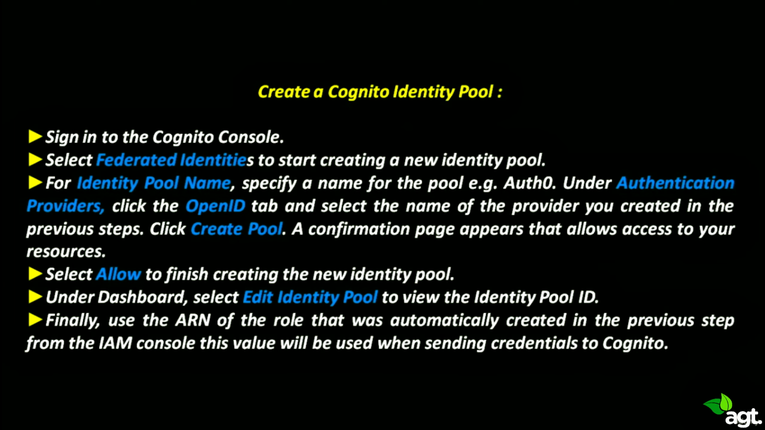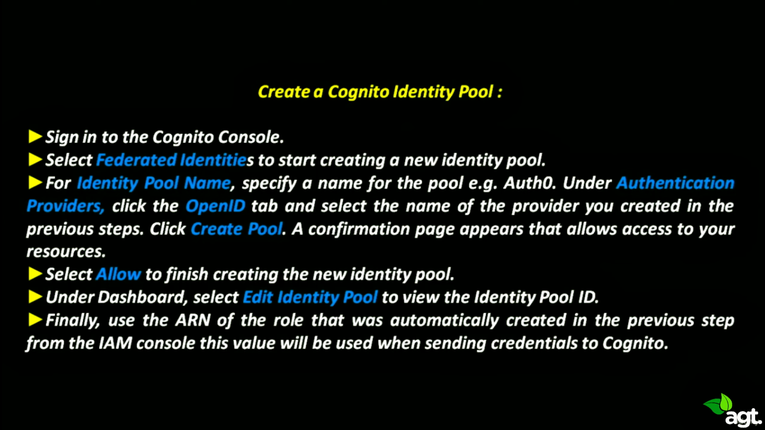Next, create a Cognito identity pool. Now you need to create an identity pool in the Cognito console. This will be used to log into Amazon Cognito using the Auth0 identity provider that you created in the previous step. Sign into the Cognito console. Select Manage Identity Pools to start creating a new identity pool. For identity pool name, specify a name for the pool, for example Auth0, and under Authentication providers, click the OpenID tab and select the name of the provider you created in the previous steps. Click Create Pool, and a confirmation page appears that allows access to your resources. Select Allow to finish creating the new identity pool.